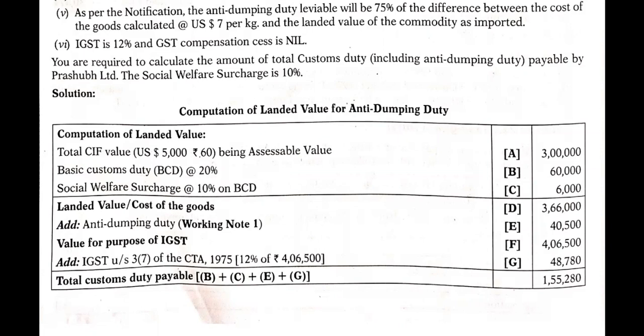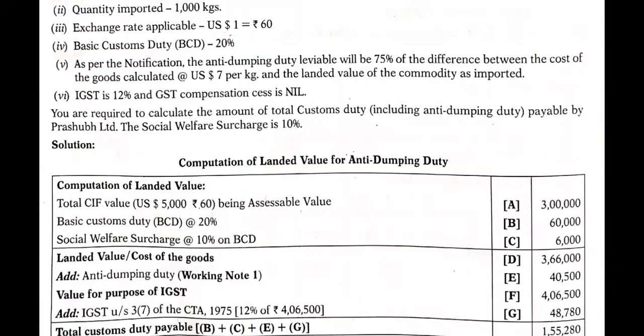Now total custom duty payable. How much custom duty is payable? That is basic custom duty 60,000 plus social welfare surcharge 6,000, plus anti-dumping duty 40,500, and the IGST, that is 48,780 rupees. So the total value we get is 1,55,280 rupees, the total custom duty payable on the import of all these items.